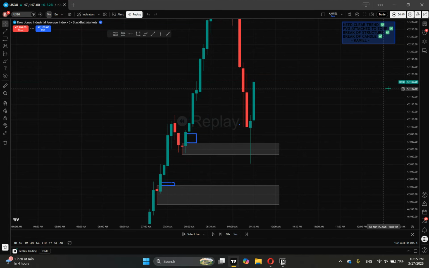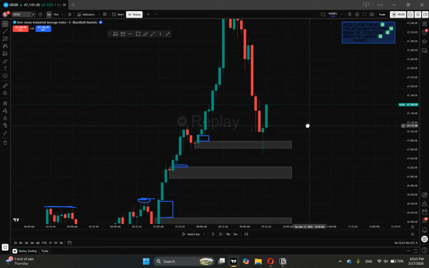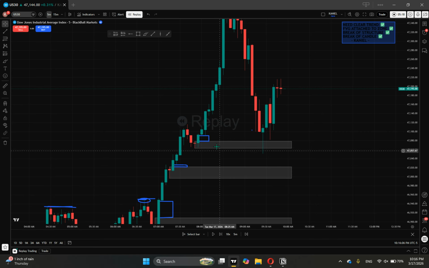Some traders would still enter on this because the body did close below the zone and it was actually a rejection candle. But for me, I will not be taking it. I just want high probability setups. So I will avoid that and wait for another setup. So let's delete this one.